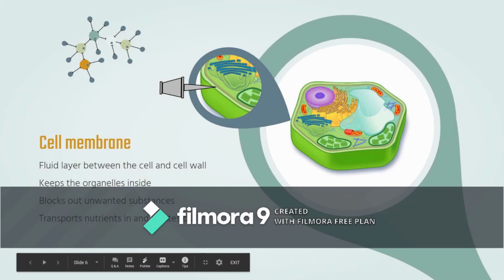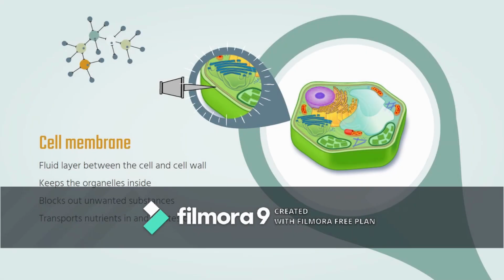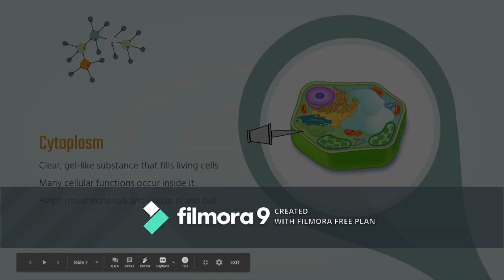Cell membrane. It is a fluid layer between the cell and the cell wall. In this visual, it is the light green layer over here. It keeps the organelles inside, blocks out unwanted substances, and transports nutrients in and wastes out.